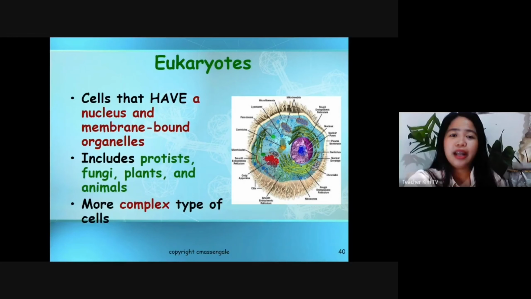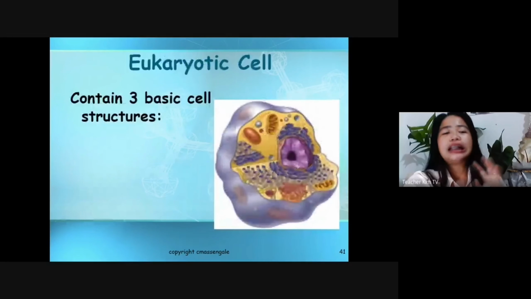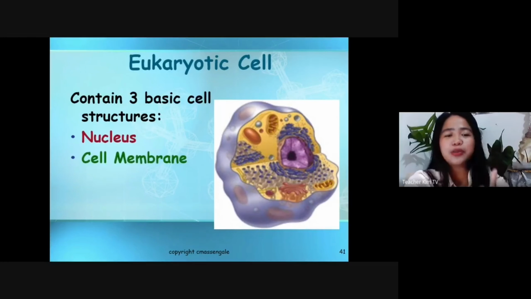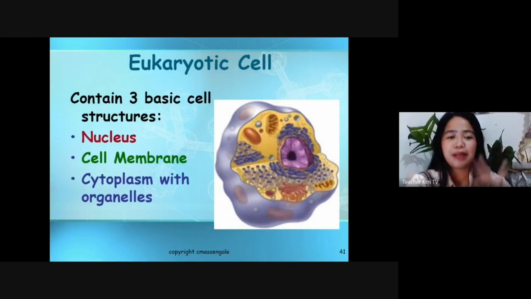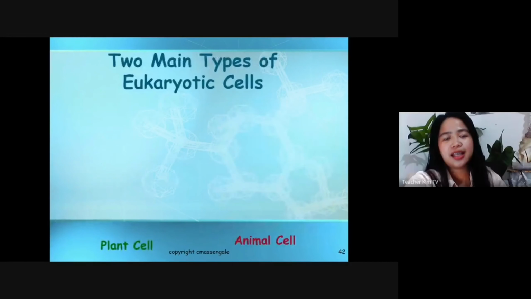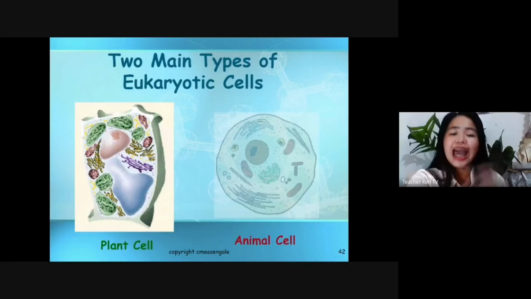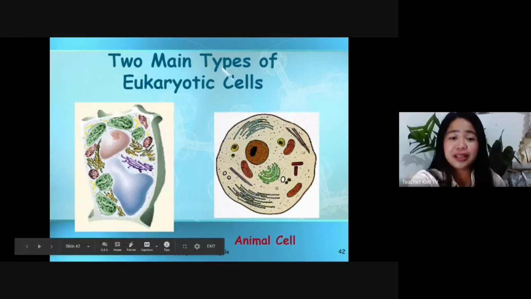There are 3 basic cell structure. So, you need to take note of this. The nucleus, the cell membrane, and of course, the cytoplasm with organelles. Okay? Those are the 3 basic cell structure. So, there are 2 main types of eukaryotic cell. The first one is the plant cell, and the second one is the animal cell. And also, we have the organelles.